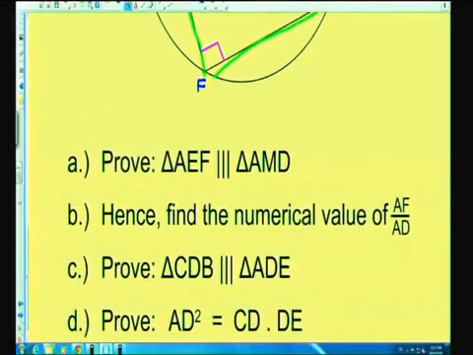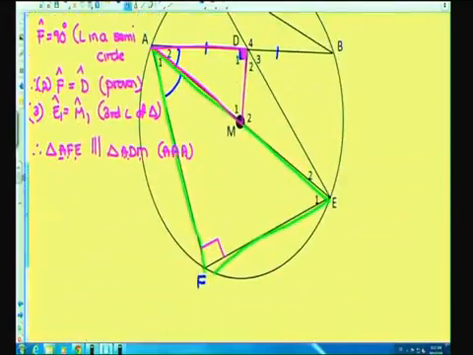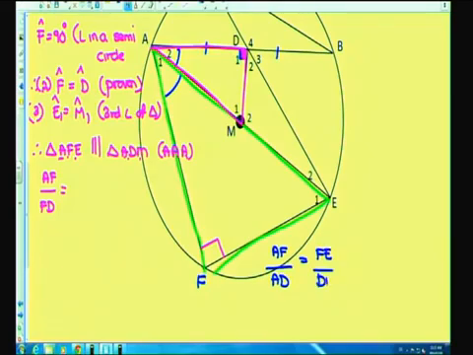Hence, find. So hence means using what was above, the numerical value of AF to AD. So I want AF to FD. Now, as I said, you can write up all your ratios first of all and then simplify them. So let's do that because then you can see it. So you would say AF first 2 over first 2 equals last 2 over last 2 equals first and last over first and last.